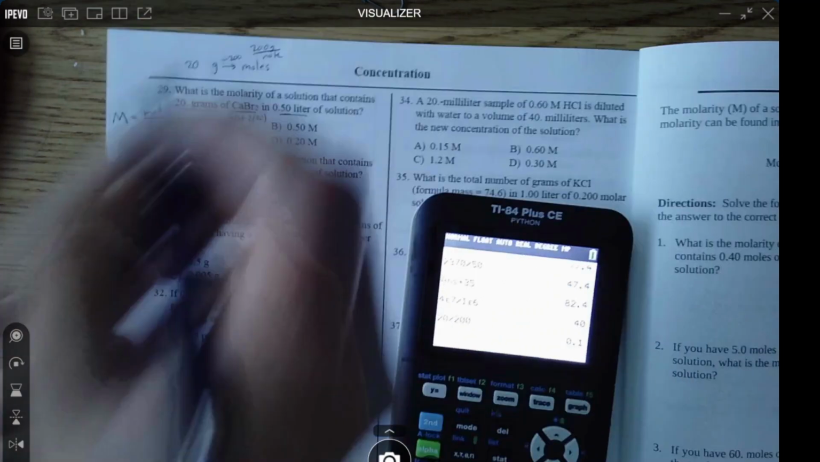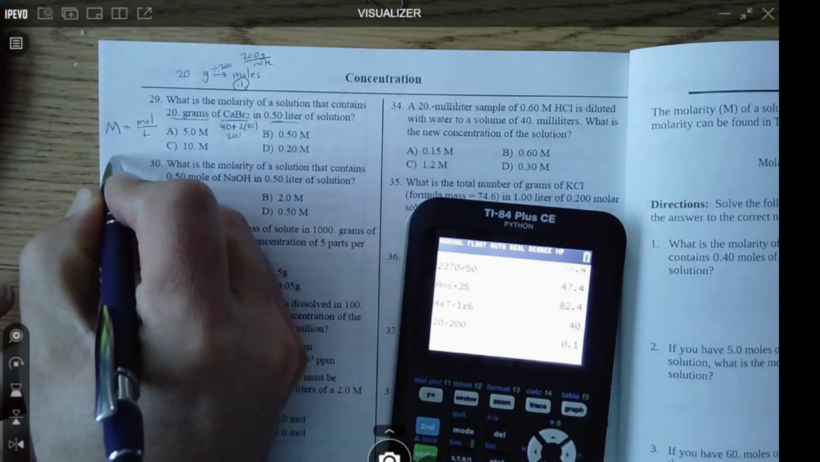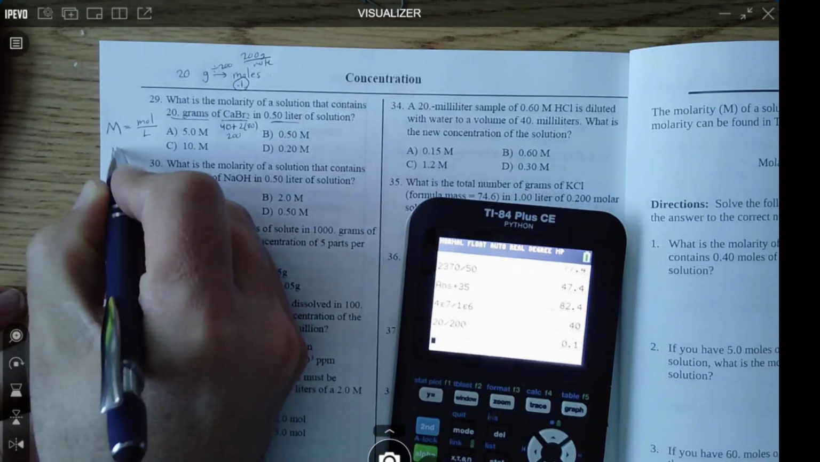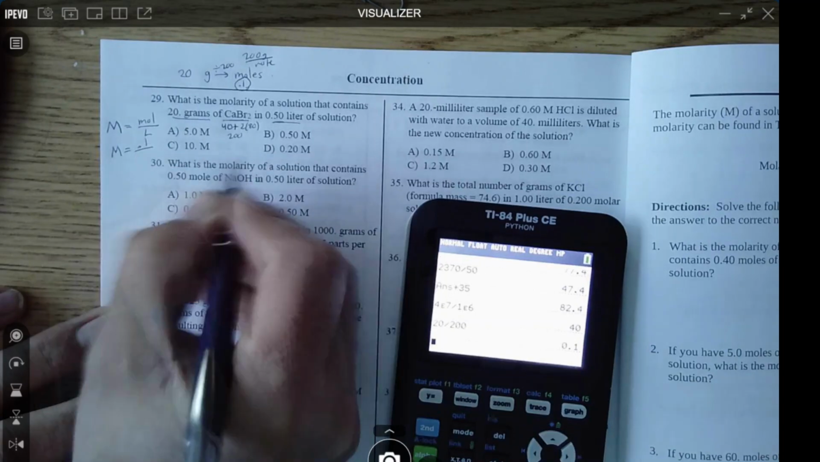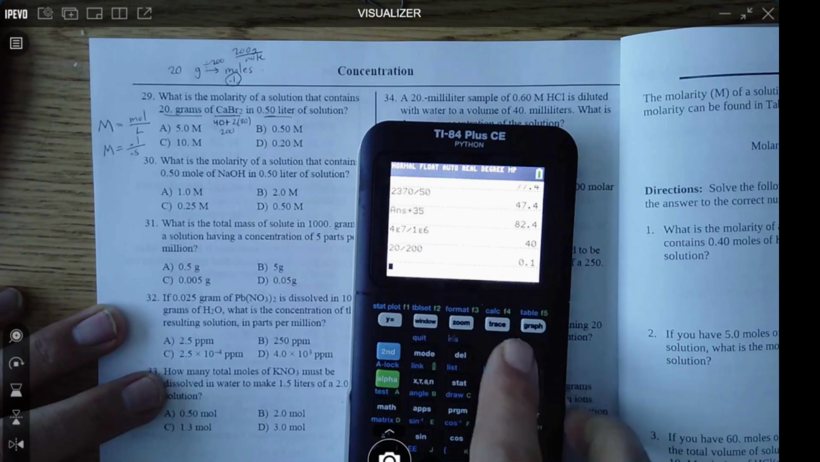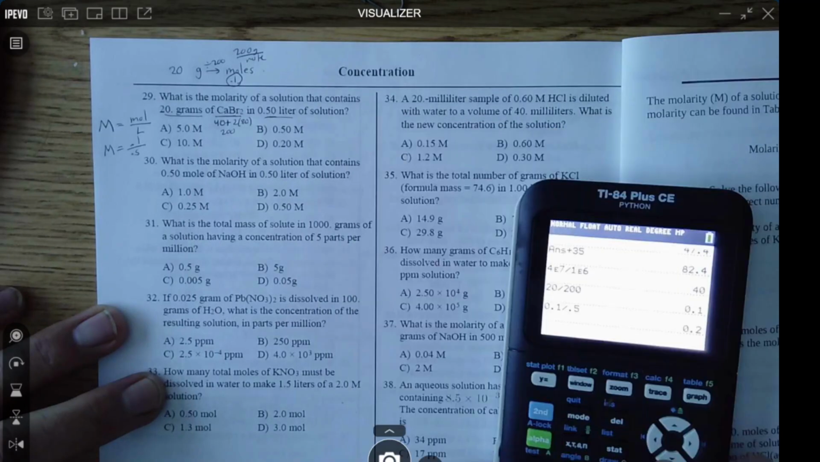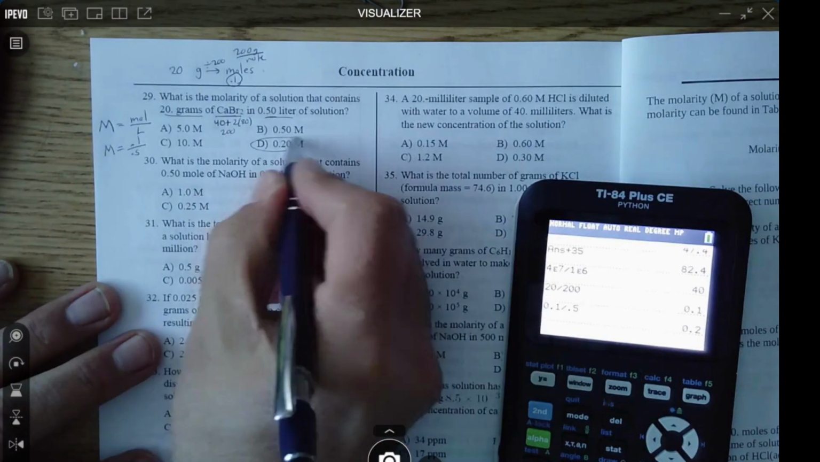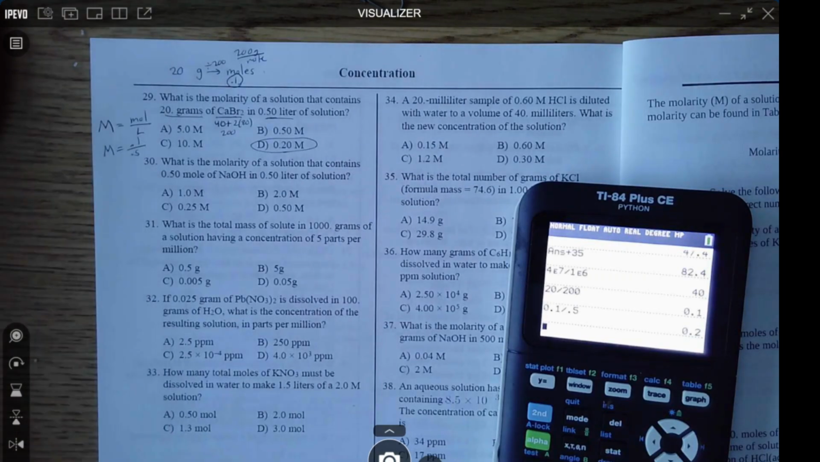And that gives us 0.1 moles. Now go back to this formula. Molarity equals, if we have 0.1 moles over, it looks like we have a half of a liter. We take that 0.1 and divide it by half, and we get 0.2 molarity. Alright, let's move on to another one.